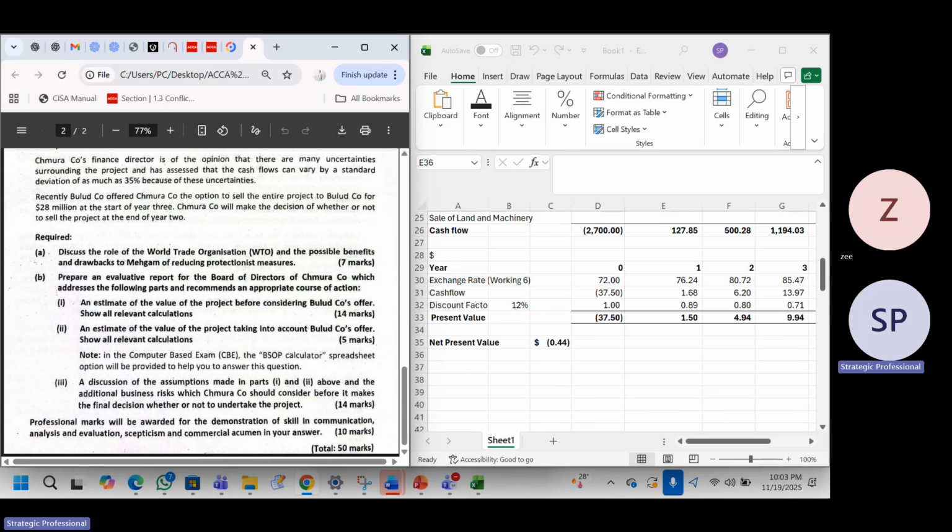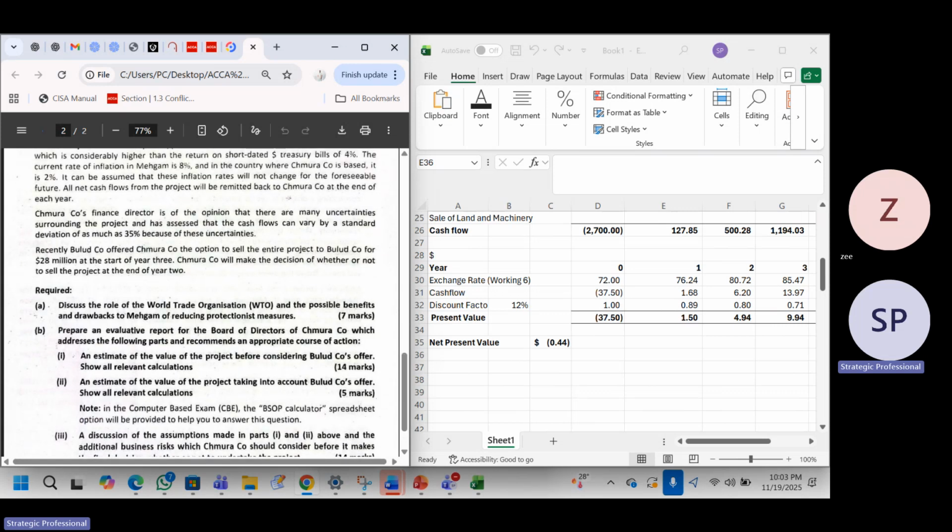Now the 5 marks question. They now said an estimate of the value of the project taking into account Bulu Co's offer. In that offer, they told us that recently Bulu Co offered Kumako the option to sell the entire project to Bulu Co for $28 million at the start of year 3. So what's your time to maturity, T, the time to expiry? That should be 2 years, right? Why should it be 2 years? Because it is 2 years before the maturity.